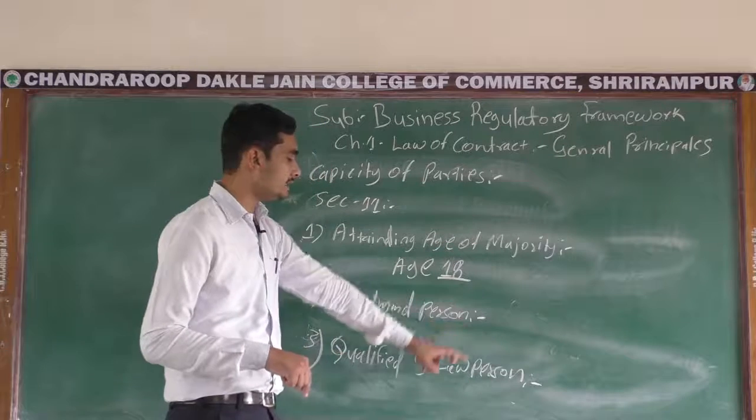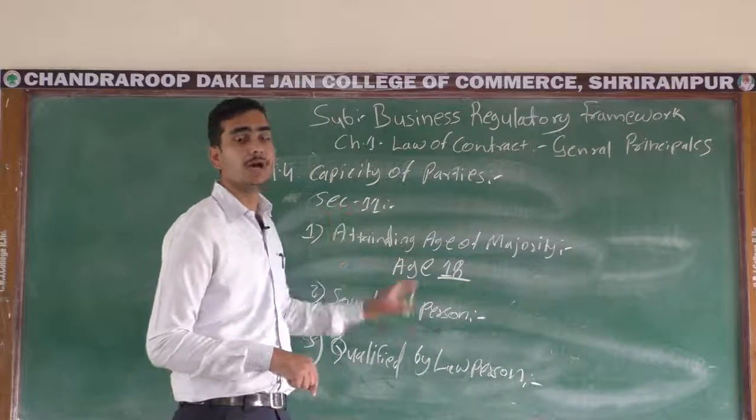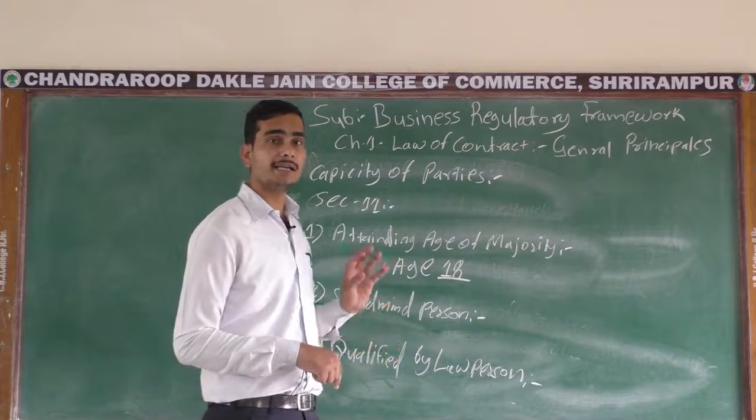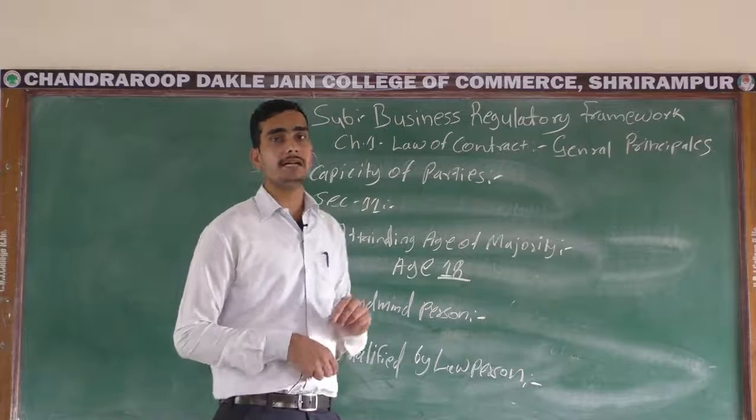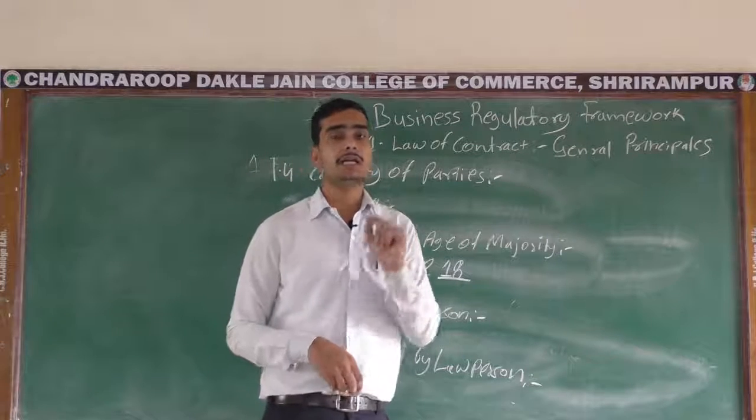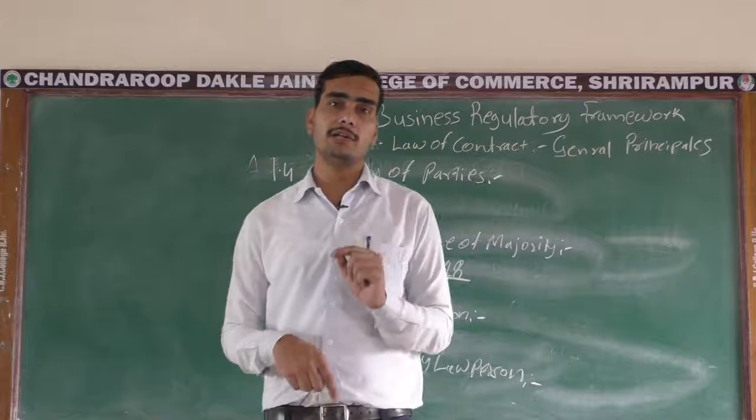So these are the three points, or the three kinds of parties, who are able to make a contract under the capability of the parties under Section 11 of the Indian Contract Act 1872.